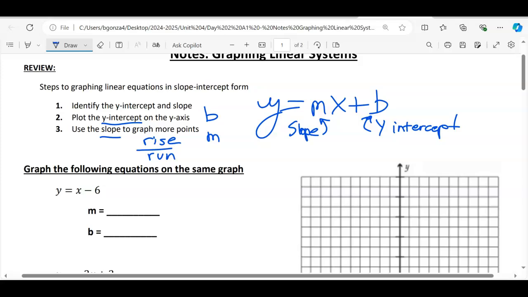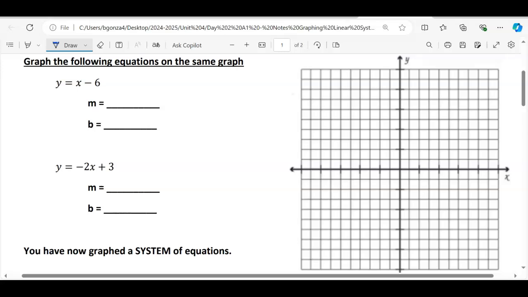So make sure we got these. Again, when you make lines, you want them to be straight because when they intersect, if you make weird curved lines, they may intersect in the wrong spot. You don't want that to happen, right? So here we go. Number one, graph the following equations on the same graph.